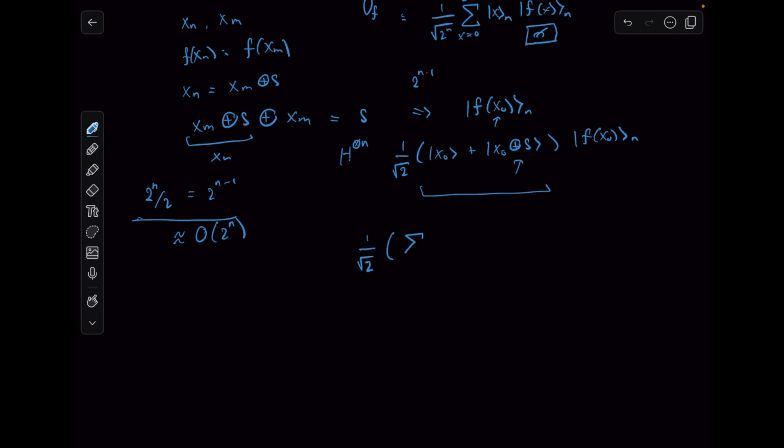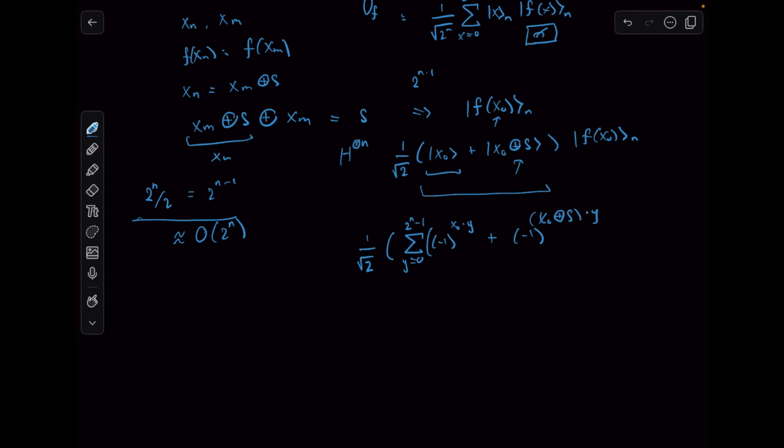And then for each of these terms, the action of the Hadamard is going to be a sum from y equal to 0 to 2^n minus 1, and then we have this (-1)^(x0 · y), the scalar product with y. And this is for this term. But then we also have the same phase factor for the other term. So now we've brought up this, let me rewrite this.